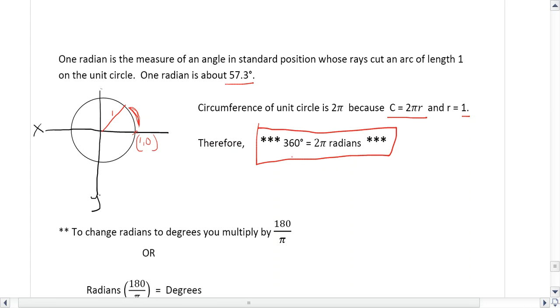So please memorize that 360 degrees is 2 pi radians, or if you prefer, memorize that 180 degrees is pi radians. If you know one of these equivalences, we can build from there.